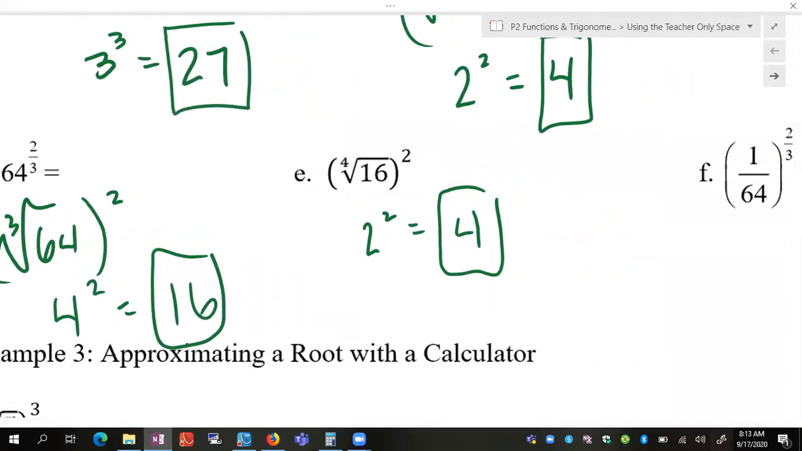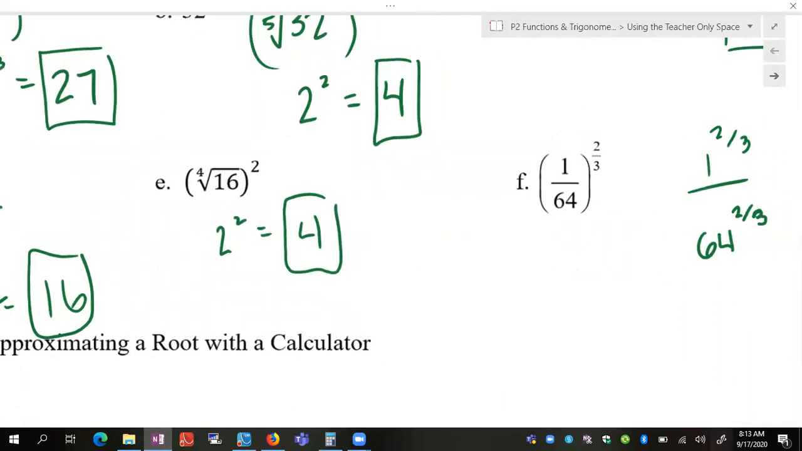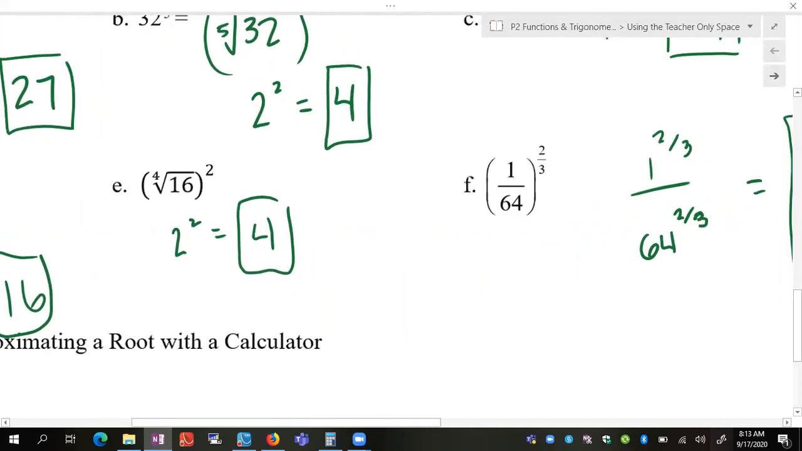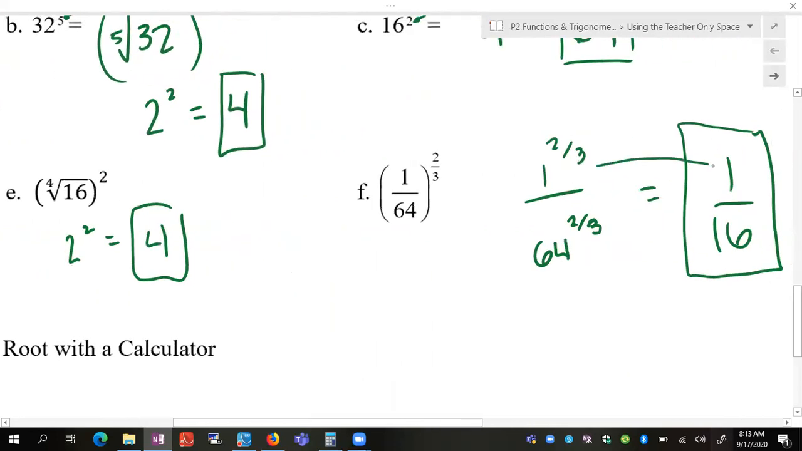4th root of 16 squared is 4. And then this one, don't be thrown off by a fraction. If I have a fraction to a power, I could actually raise the top and bottom to that power. The nice thing about having 1 in there, 1 to any power, even if it's a fractional exponent, is still 1. So the top is still 1. And the bottom, we just did in example D, is 16. So it's 1 over 16 is my final answer.